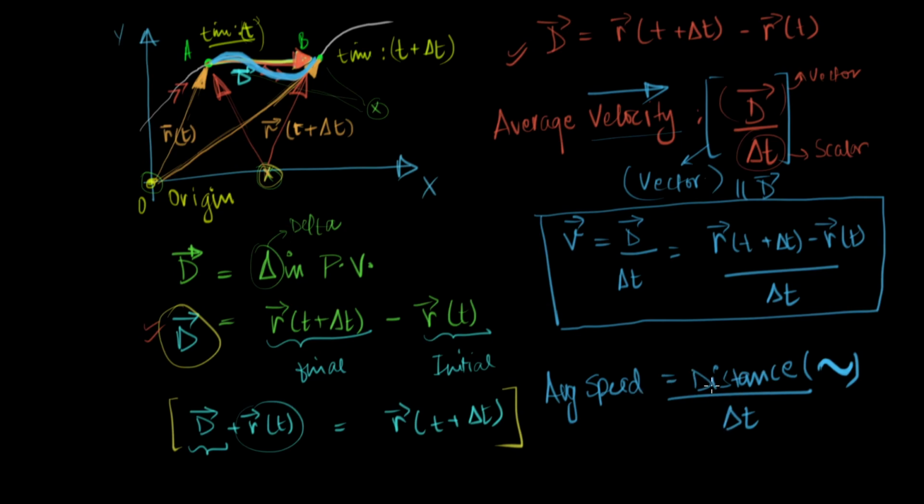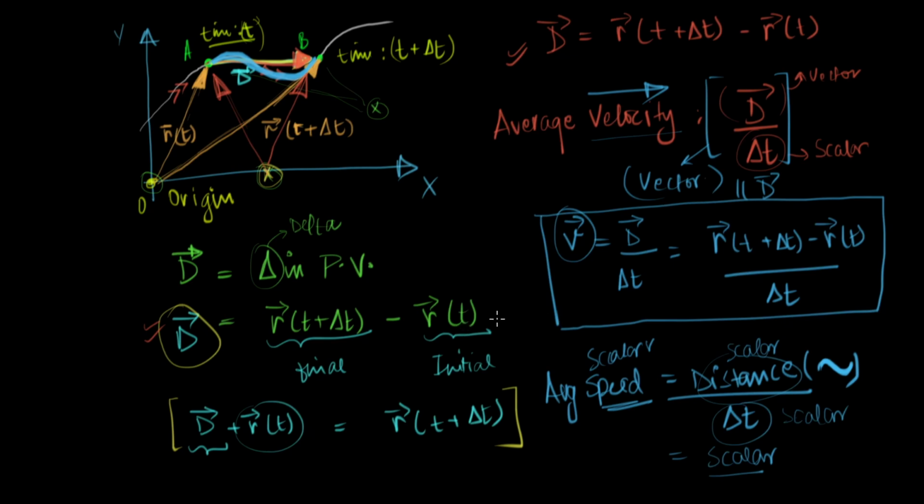Now, if you notice, distance is a scalar, time is also a scalar, and a scalar divided by a scalar is itself a scalar. Hence, average speed is a scalar, but average velocity, just because it includes displacement, is not a scalar, it's in fact a vector. So that's how you define average velocities, average speeds, and many other concepts related to that.